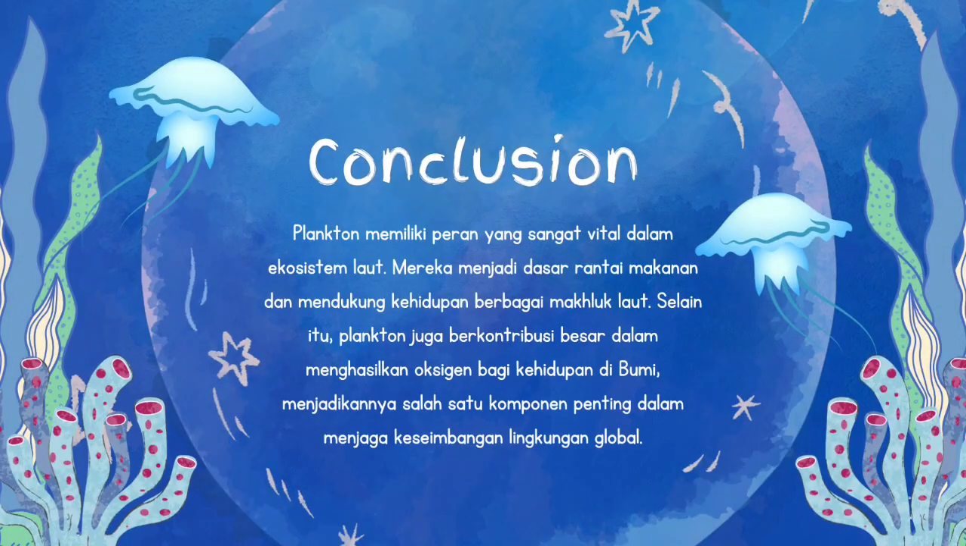In conclusion, plankton play a vital role in the marine ecosystem. They form the basis of the food chain and support the lives of various marine creatures. In addition, plankton also contribute greatly to producing oxygen for life on Earth, making them one of the important components in maintaining the global environmental balance.